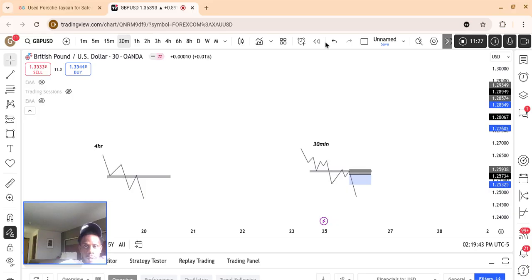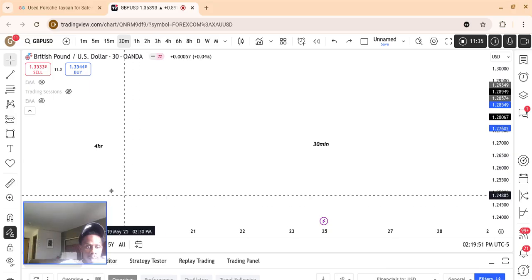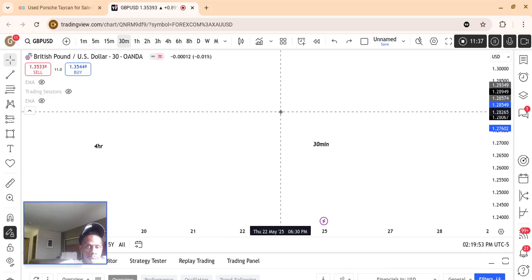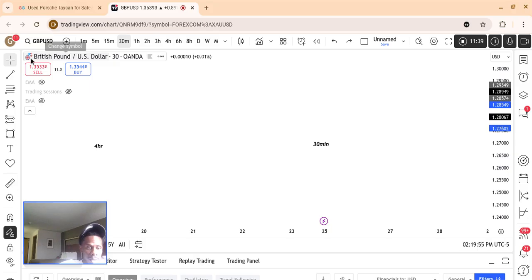So you're just looking for lower lows and lower highs to be made on the higher time frame, and then look for some type of candle formation to show you that the trend is going to continue on a lower time frame, such as 30-minute, which is the time frame that most of my trades are taken on.